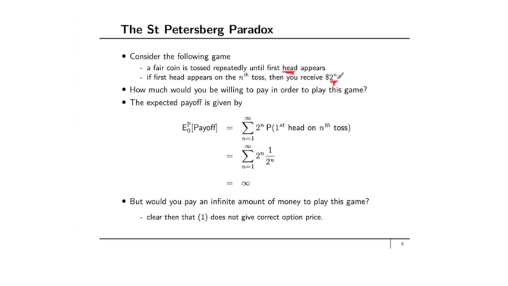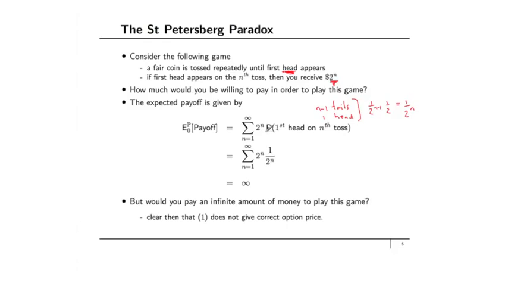Let's compute the expected payoff of this game. So the expected payoff is the sum of the possible payoffs times the probability of those payoffs. So the probability of receiving a head on the nth toss, well, to get your first head, rather, on the nth toss, that means you must get n minus 1 tails, and then you get 1 head. And the probability of this event occurring is, well, you get a tail with probability 1/2, so you must get n minus 1 of them. So that's 1 over 2 to the n minus 1. And then you get your head with probability 1/2 as well, and that's equal to 1 over 2 to the n.